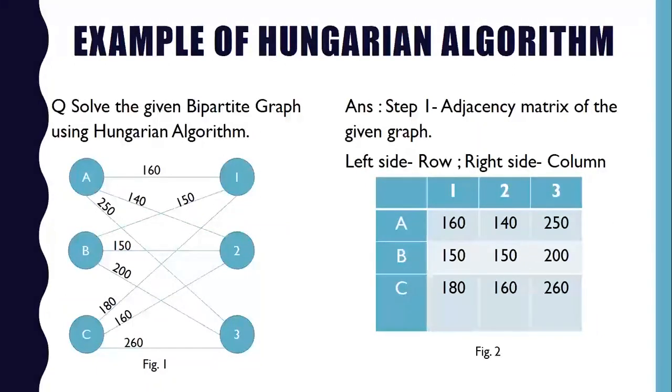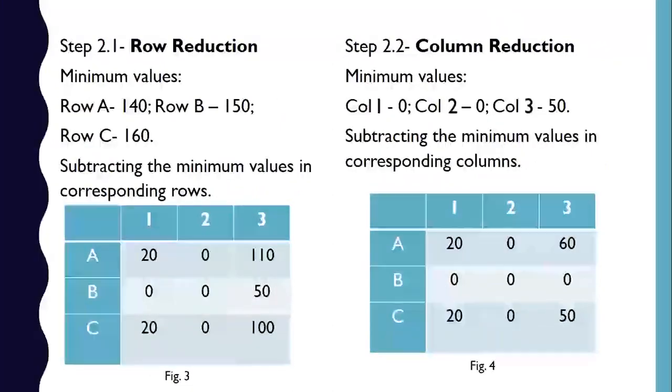Now, when we take the value of row A, that is 140, and subtract it from the A1 value, A2 value, and A3 value, and do the same with all the other minimum values with their corresponding rows, we form another new matrix, which is figure 3, in which after subtraction, we have a new set of values.